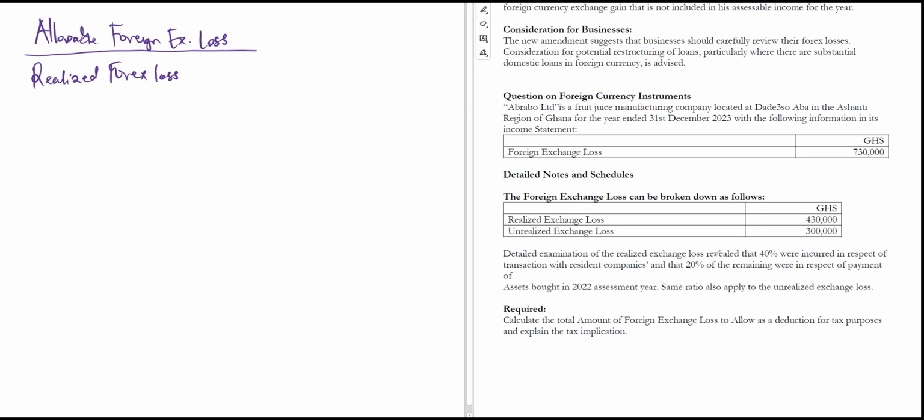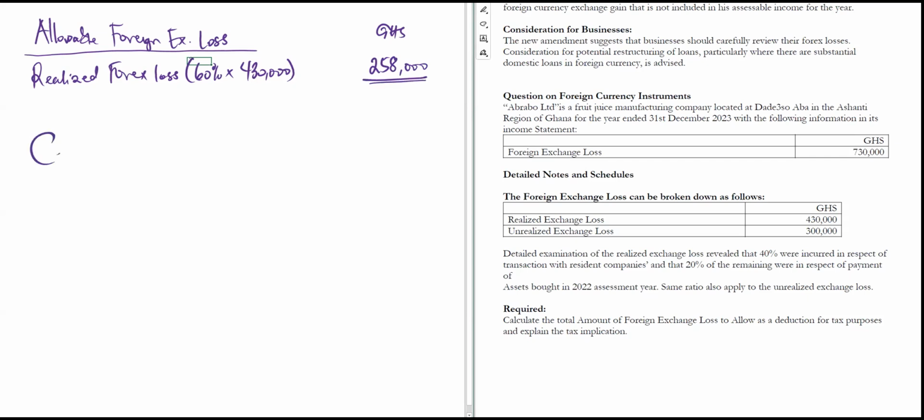detailed examination revealed that 40% were incurred in respect of transactions with resident companies. You get it? That means how much should we recognize? Because we learned that transactions between resident companies should not be allowed, right? So that means 60% of the 430,000 should be allowed as a deduction. And that gives us 258,000. That means 258,000 should be recognized, right? This is the only thing that we can allow, right?